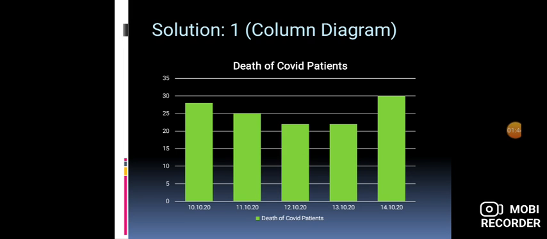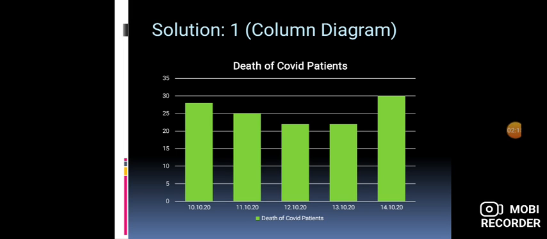Follow this particular diagram. Here in the x-axis, deaths of COVID patients on different dates like 10th October, 11th October, 12th October, 13th October, 14th October are elaborated. And in the y-axis, the number of deaths of COVID patients is represented.